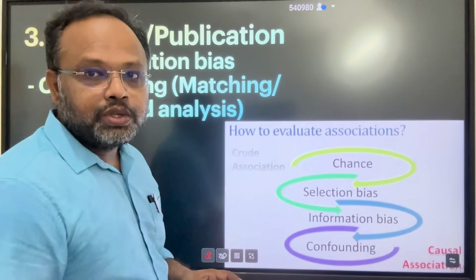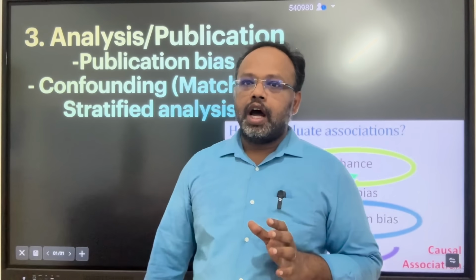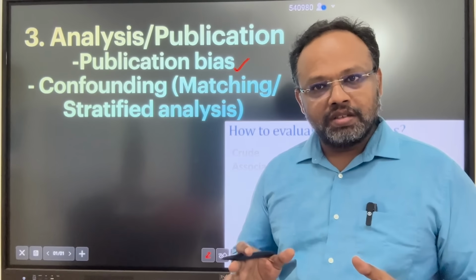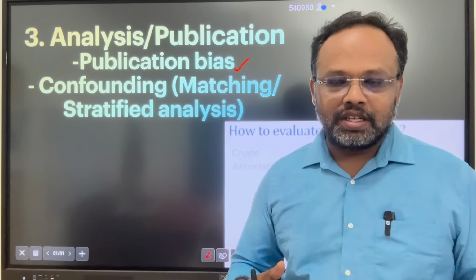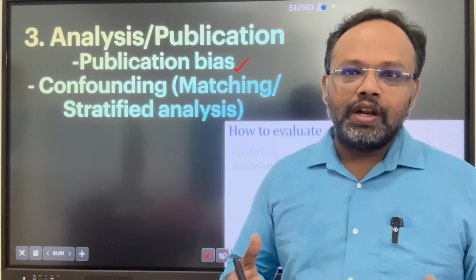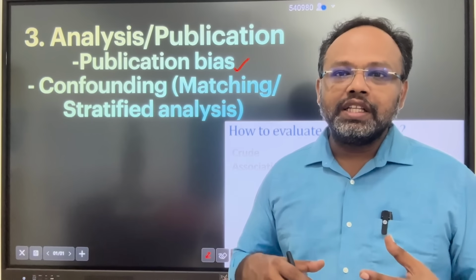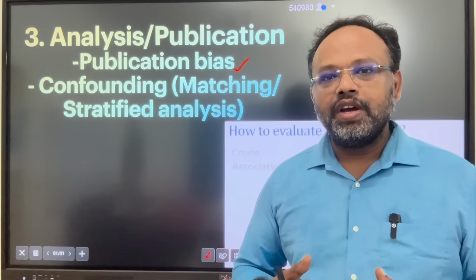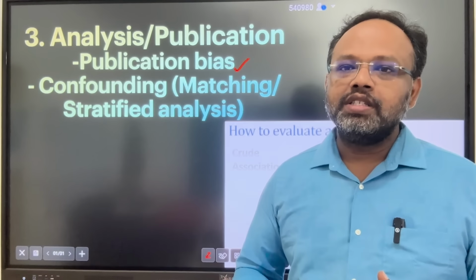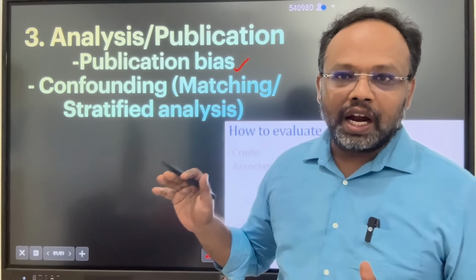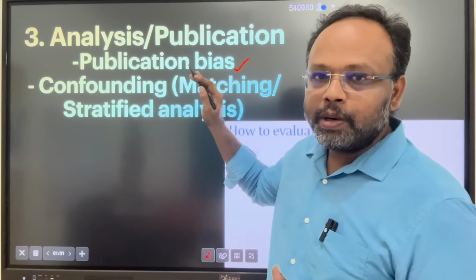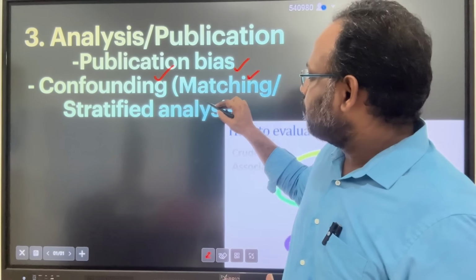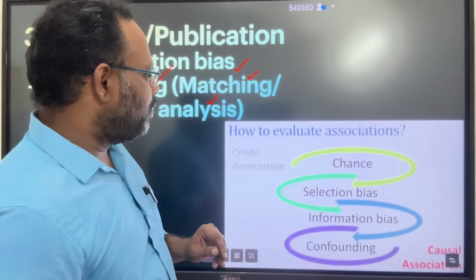Now the bias during the last stage, that is the analysis and publication stage, we have publication bias. People try to publish studies when the study has produced interesting results or significant results, higher prevalence or lower prevalence than the normal, then they try to publish those studies. So this systematic deviation towards the interesting results is called publication bias. And during the analysis, we have the most common bias, that is called confounding, which can be reduced by matching or stratified analysis.